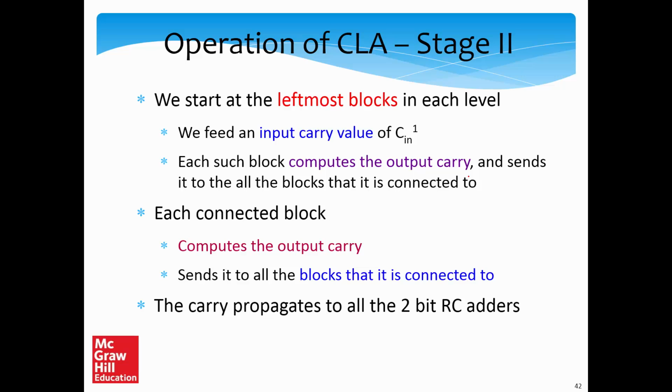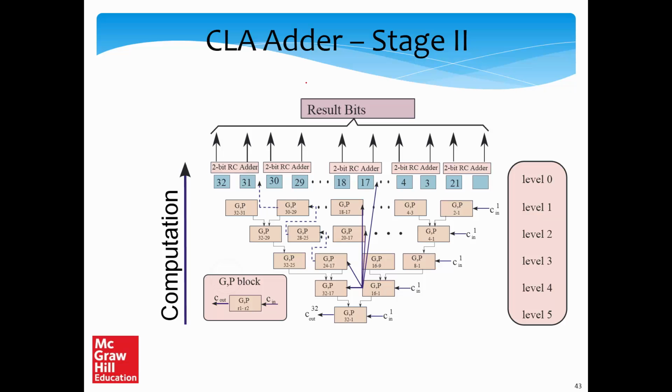So we clearly want to minimize the number of wires. So we start at, well, it should not be the leftmost blocks in each level. Sorry, it should be the rightmost. Well, it depends on how you are looking at it. But if we are staring at the screen, it should be the rightmost blocks actually, not the leftmost. And then we feed it an input carry of C in 1. So then each block will compute the output carry and send it to all the blocks it's connected to till it reaches the ripple carry adders. And so basically this is again the same diagram shown once again just to reinforce the facts of how this is done.